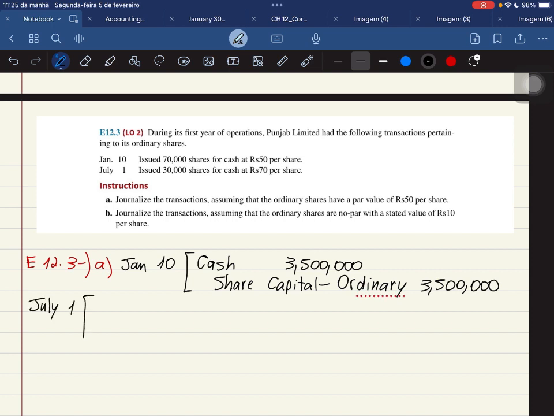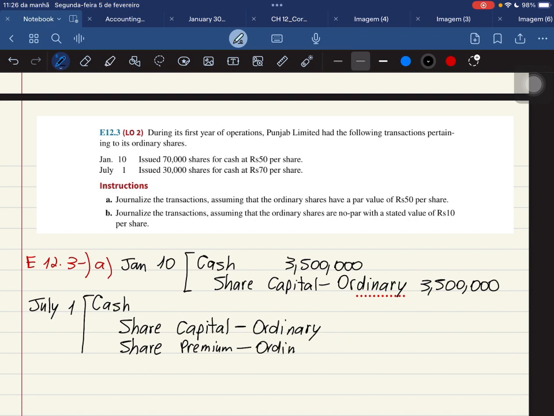July 1st. Issue 30,000 shares for cash at 70 Rs per share. Now over here we have a difference, right? The par value and the issuance price over here are different. So first things first, cash always goes up. And like I said, it's always going to be share capital ordinary, because here we don't have any kind of preference shares. And we are going to have share premium ordinary.